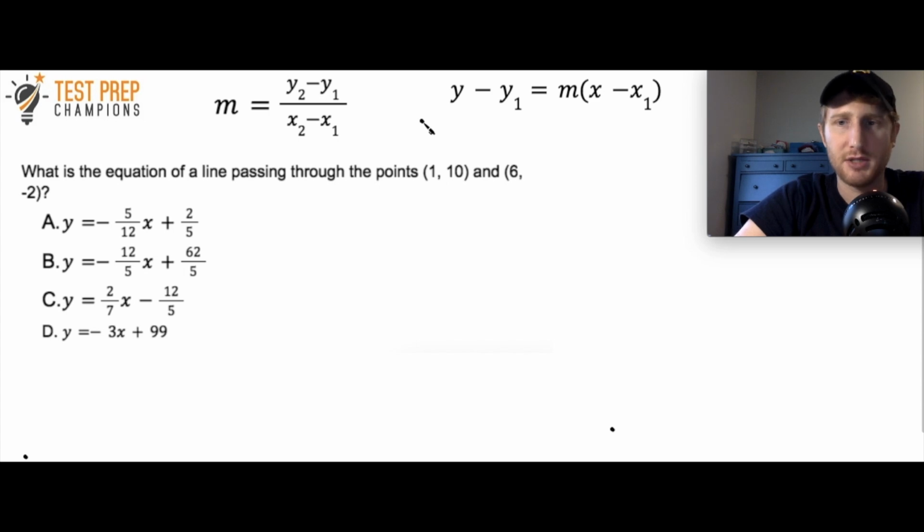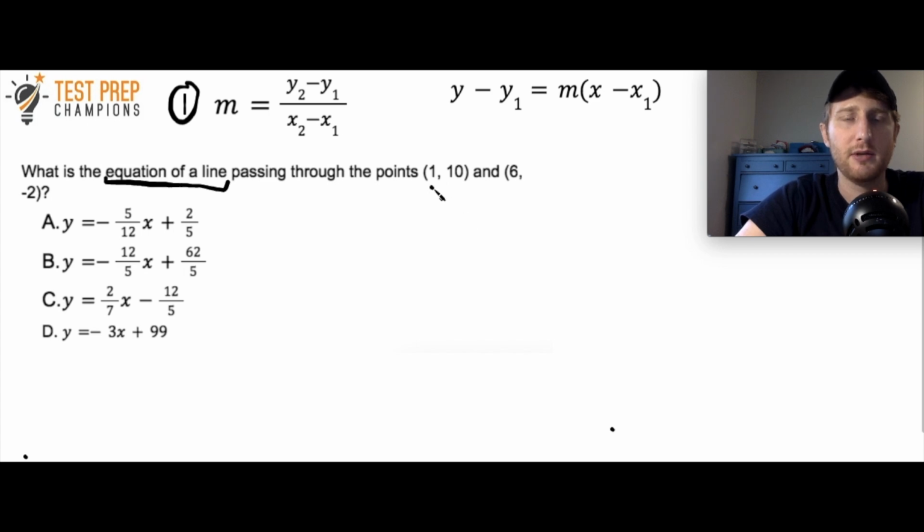I'll give you a chance to pause the video, try this out, and whenever you're ready, we'll go over the answer. Okay, so equation of a line questions are tricky for a lot of test takers, so if you had trouble with this, don't worry about it. So what I want you to do first, whenever you get a question like this, what is the equation of a line passing through the points? The first step is always going to be to calculate the slope. And we do that using this formula right here.